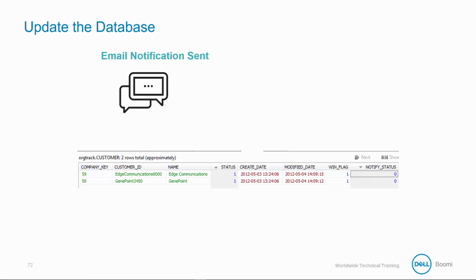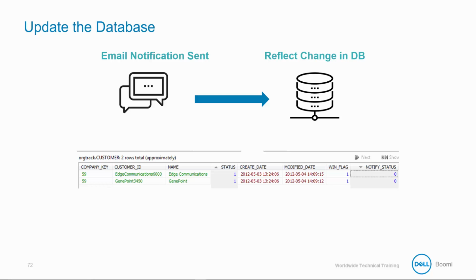With the email notification created, the organization tracking system requires an update to the corresponding record's notify status field to confirm that the email was sent successfully. So the notify status field contains a default value of 0. Once the email's been sent, we want to update this value to 1.